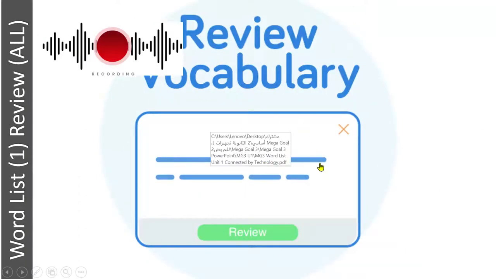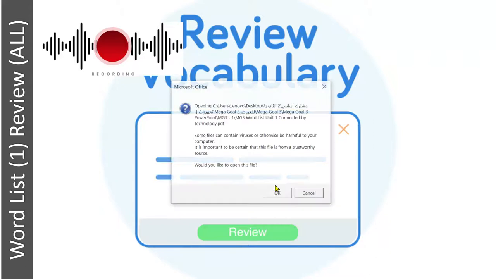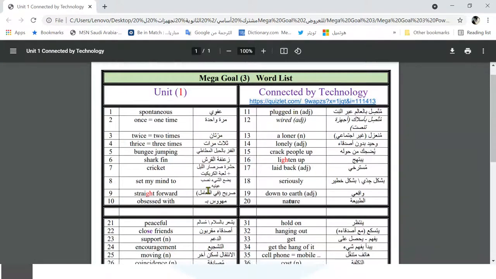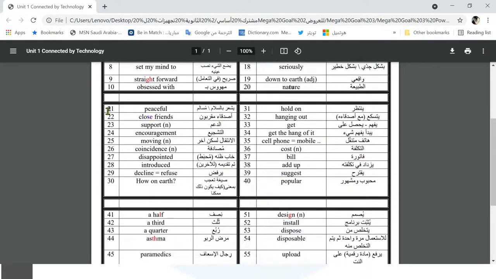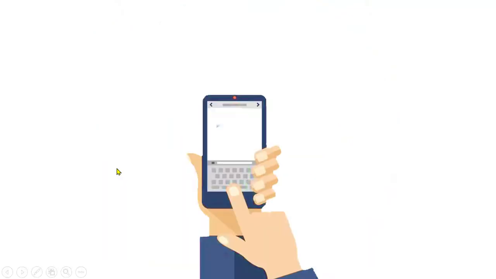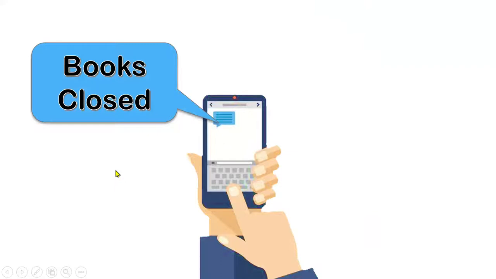As we reach this point, of course you are familiar with this vocabulary, so you've gone through the vocabulary or the word list. I think today's list is from 21 to 30, so I'm sure you have gone through this before getting into our lesson today. Let's get started. Bismillah ar-Rahman ar-Rahim.